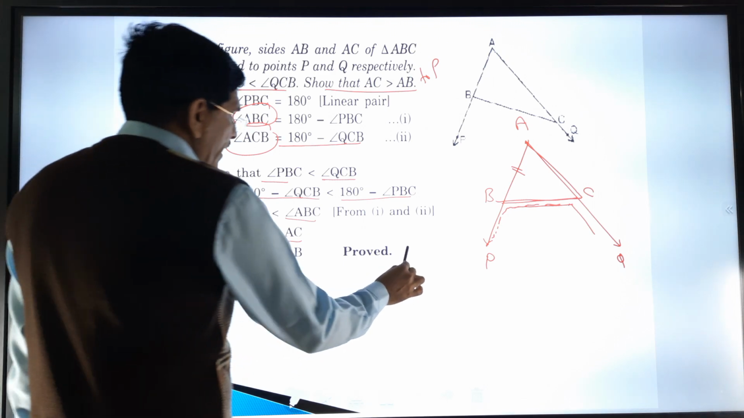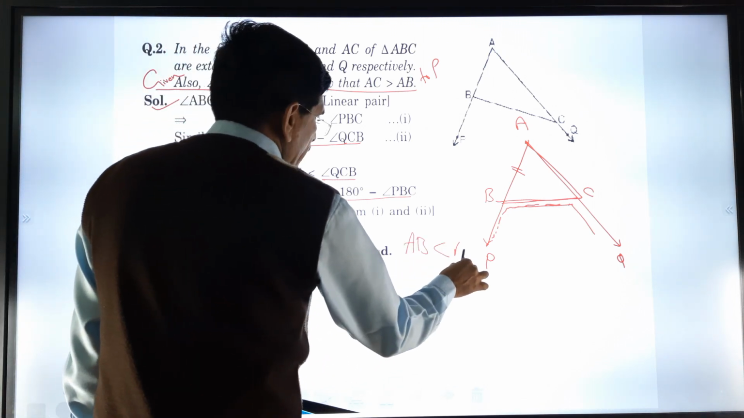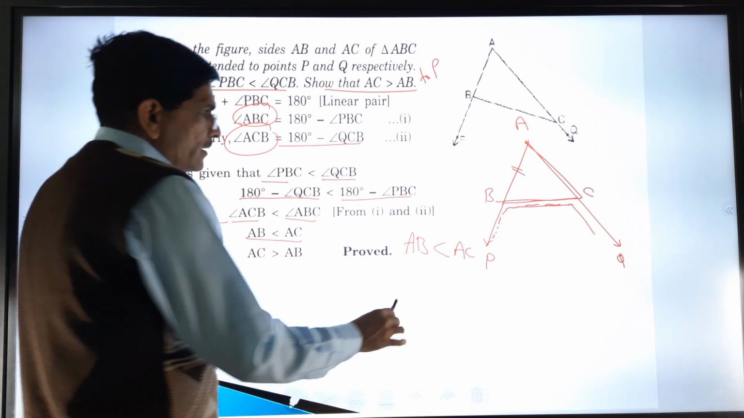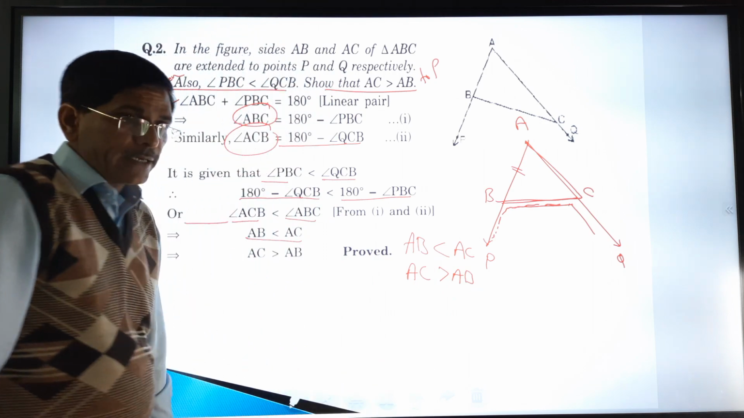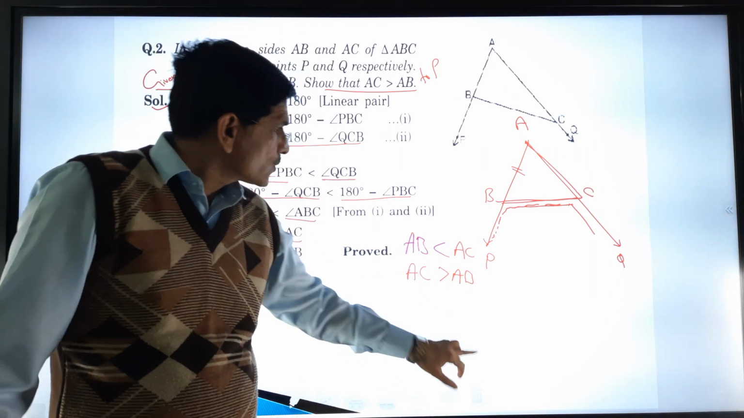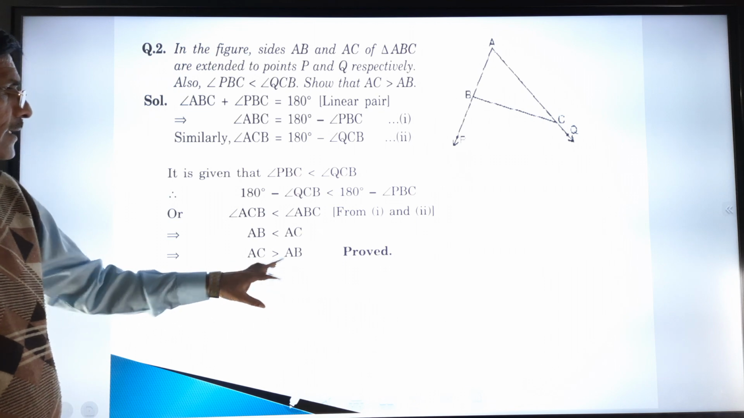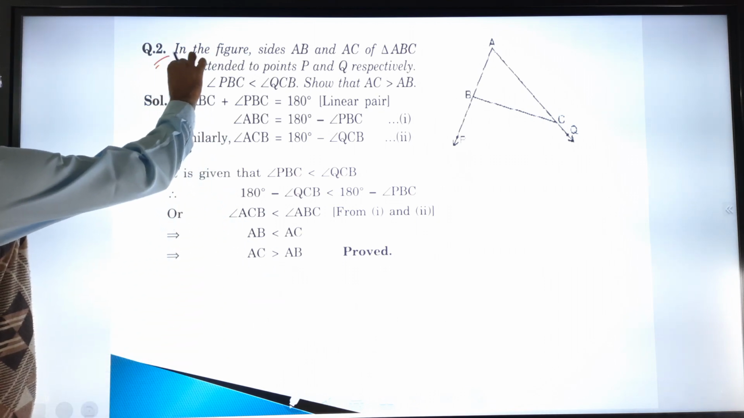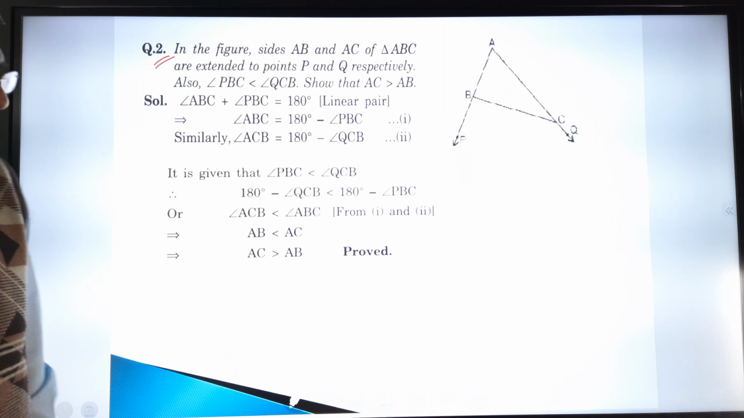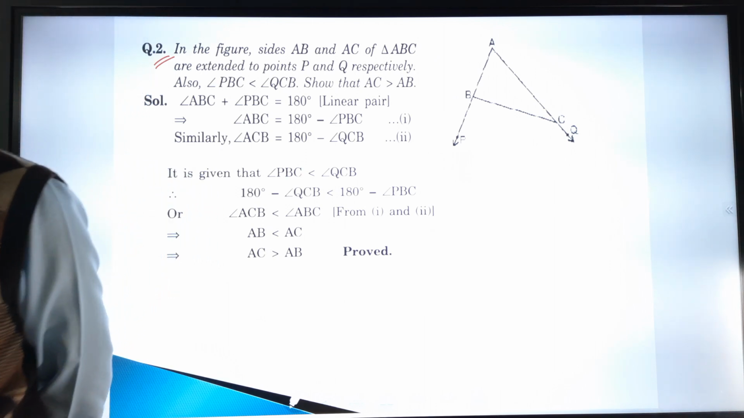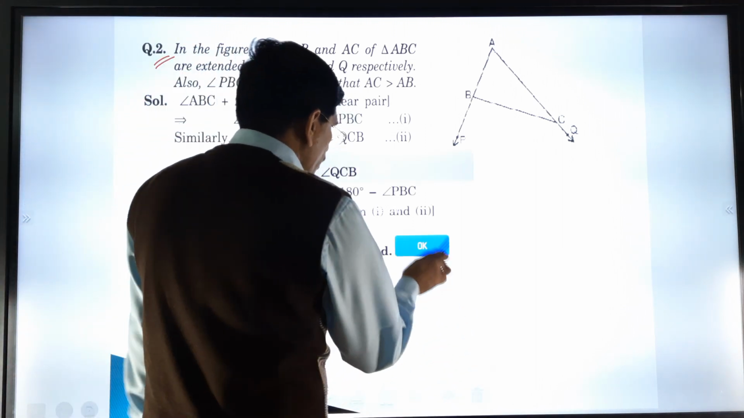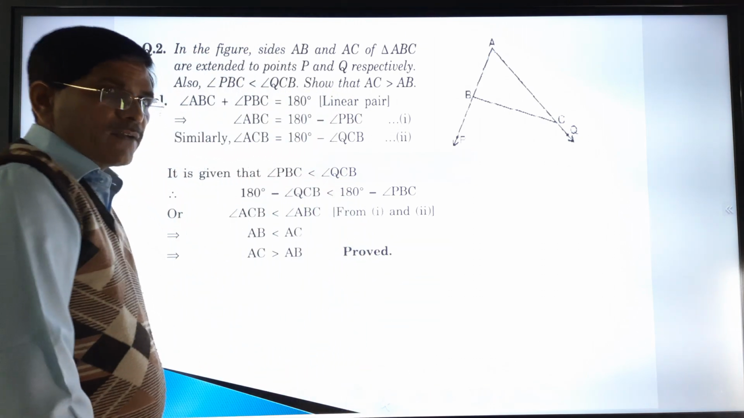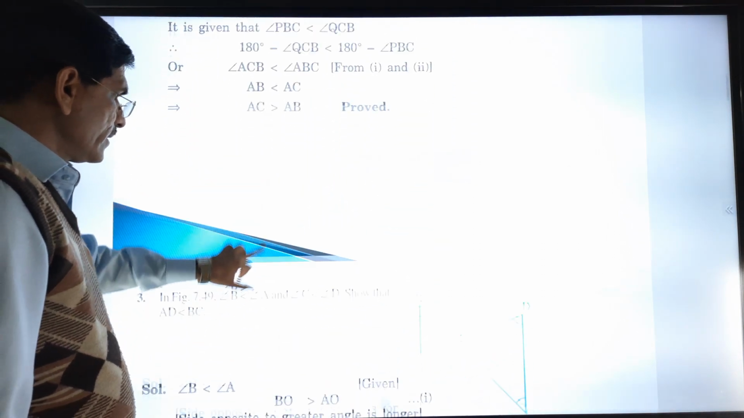So if AB is less than AC, then instead of it we can write the reverse. That is, AC is greater than AB. We can write AB is less than AC, or we can write AC greater than AB. That is question number 2. Write it now. So if you have written it, then we go for the next sum. There are 5 sums that we have to discuss here.